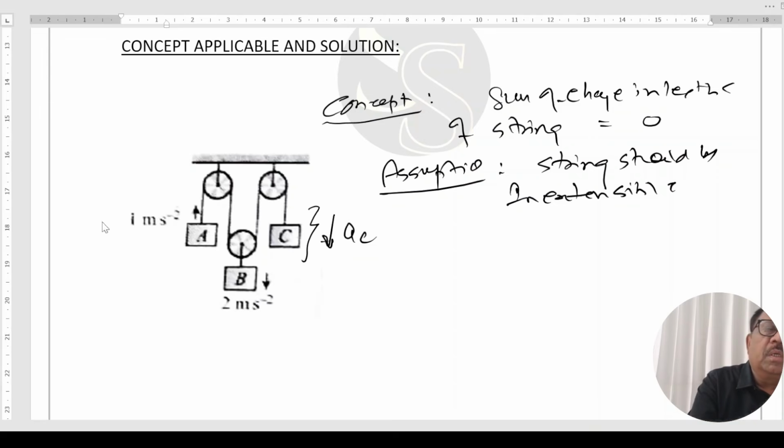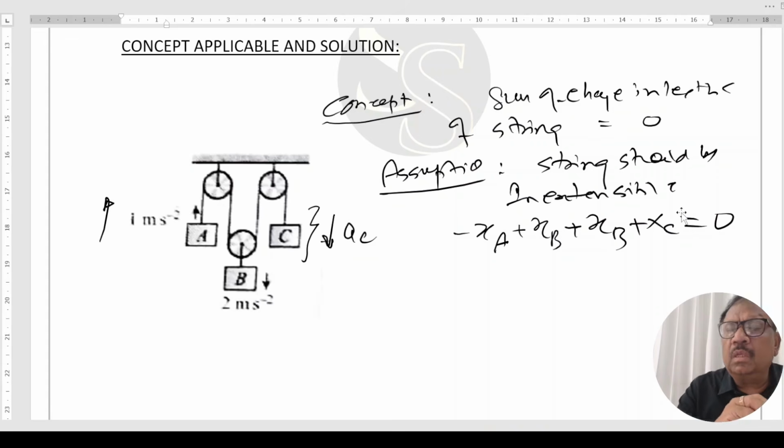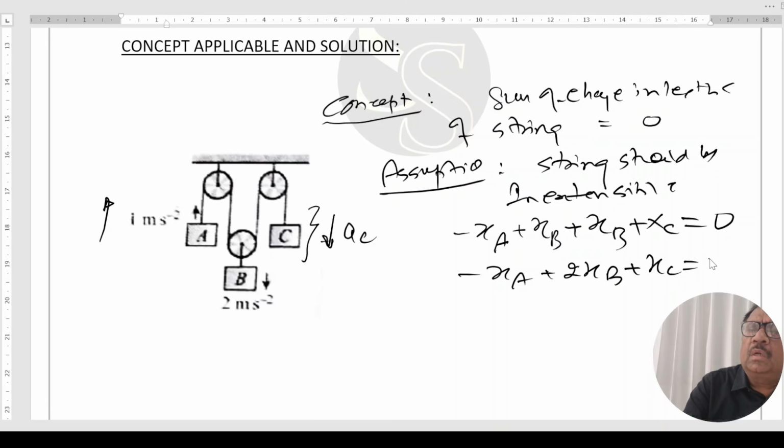Sum of changes. ये ऊपर जाएगा. In this case, it will decrease in length. So, minus x से x भी ये भी नीचे आएगा, ये भी नीचे आएगा. प्लस एक्स भी. अगर ये नीचे जा रहा है, ये भी नीचे जा रहा है, तो प्लस x equal to 0. These are the change in lengths. Upward, negative, downward, positive. Now, minus x plus twice xb plus x equal to 0.